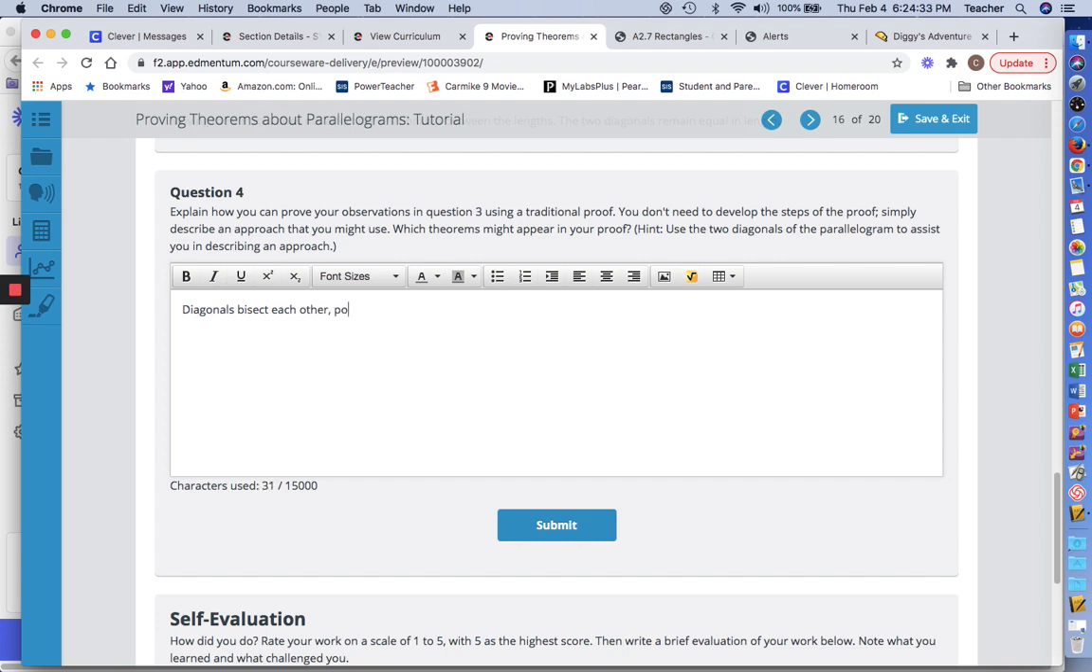Opposite sides are congruent. Diagonals are congruent. So, opposite isosceles triangles can be proven congruent.